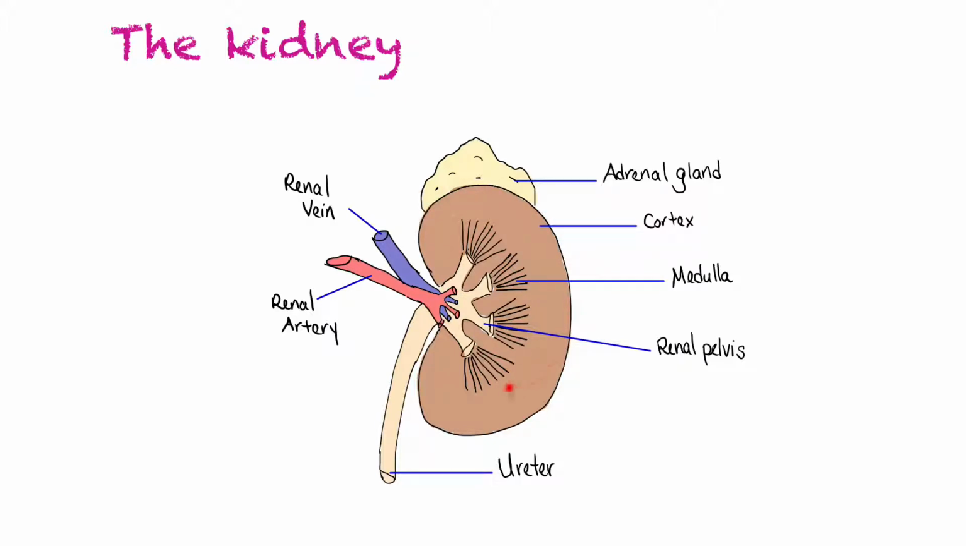The cortex is the outer portion of the kidney, so this layer that doesn't really have the striping pattern. The medulla is the inner portion, and it would be wherever you see these striping patterns would be that section of the kidney, so the inner part of the kidney.